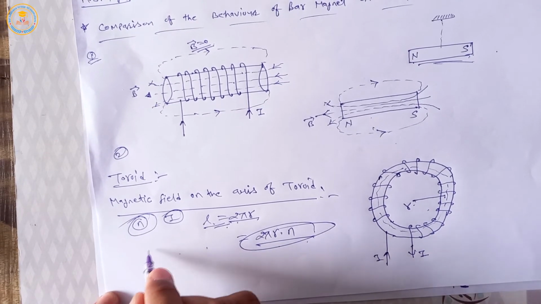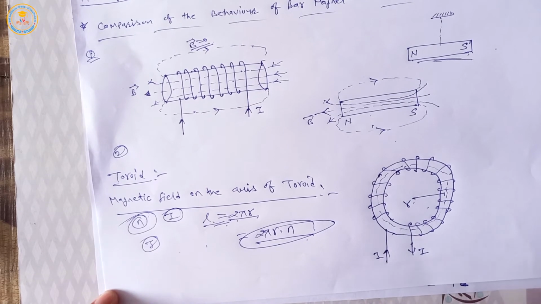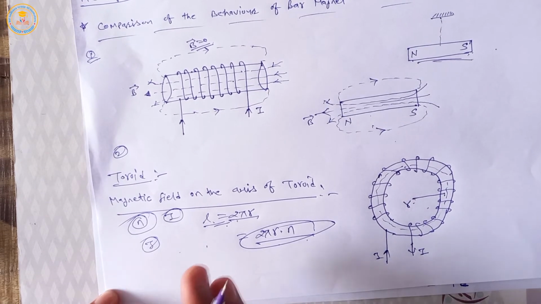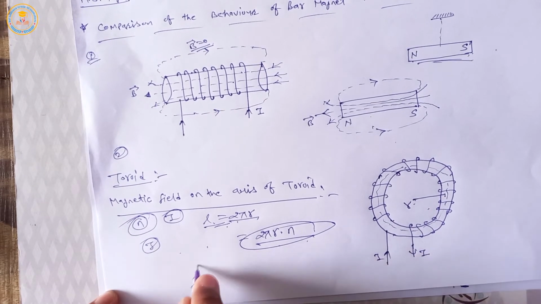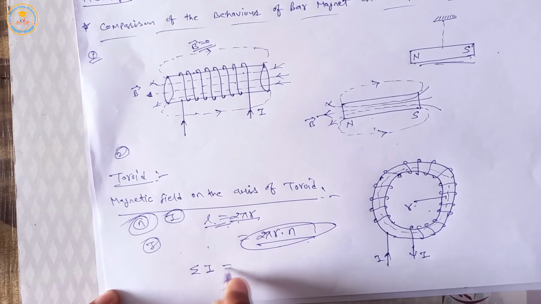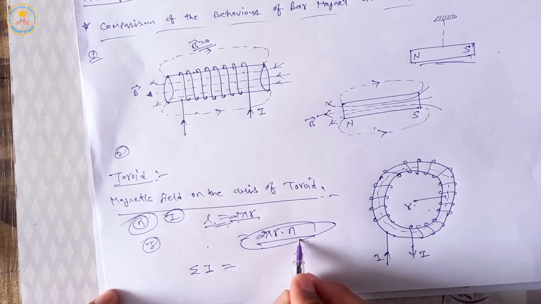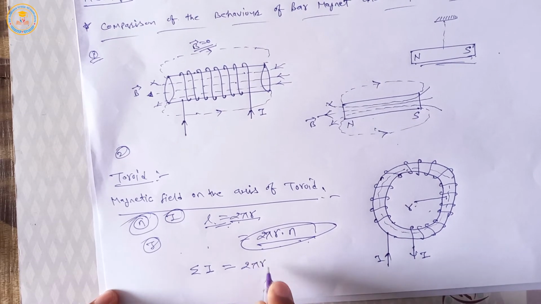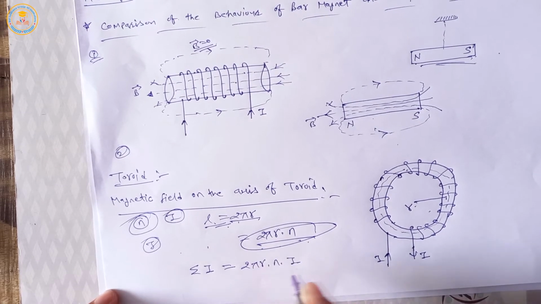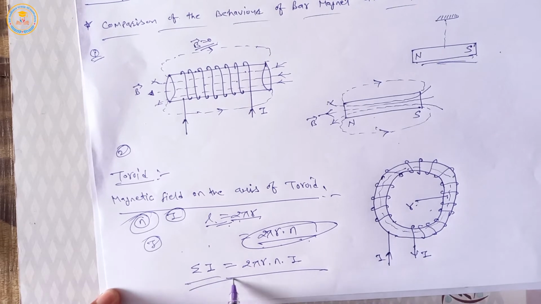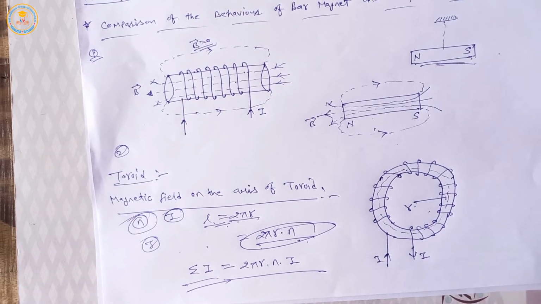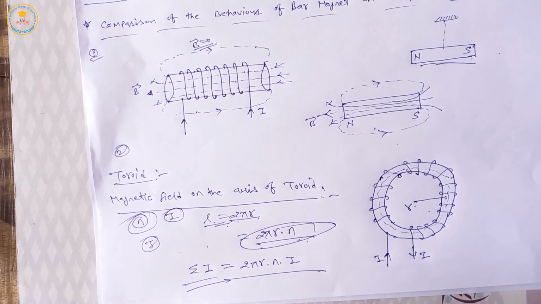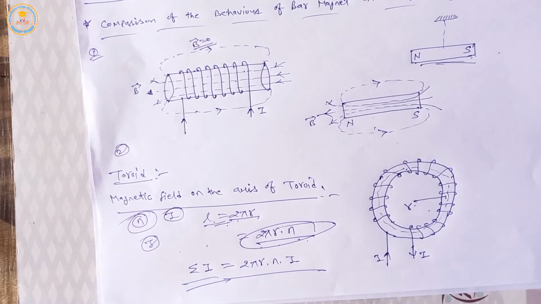Now if I is the current flowing through each turn, then the total current flowing in the toroid, denoted by summation I, is equal to the total number of turns multiplied by the current flowing through one turn, so 2 pi r into n into I. This equation represents the total current flowing through this toroid, which is represented by summation I.